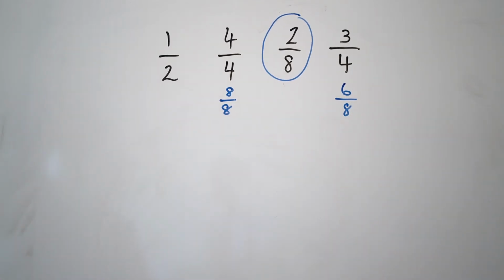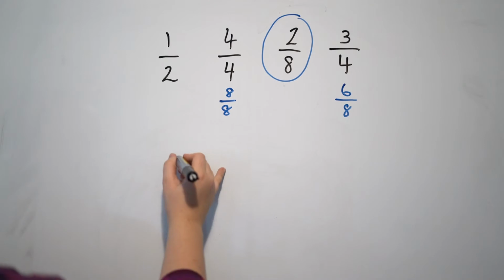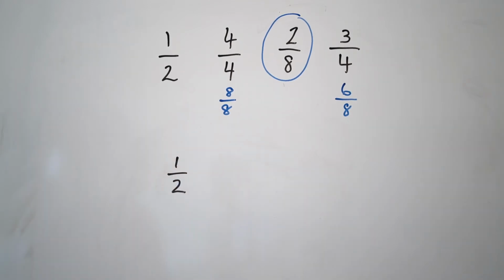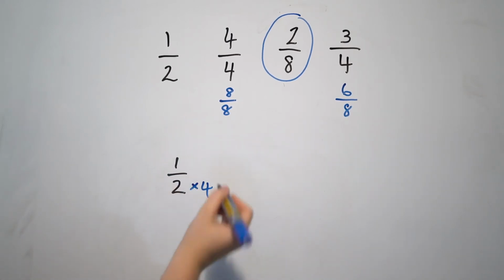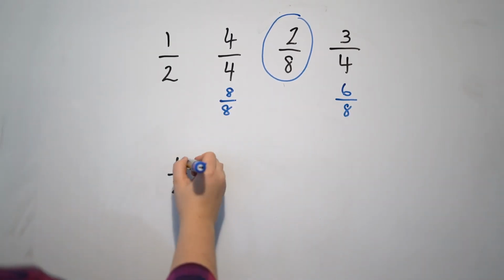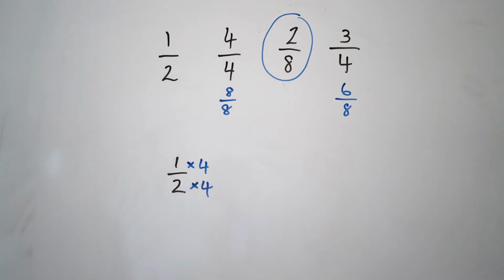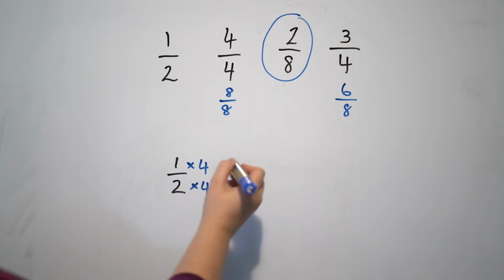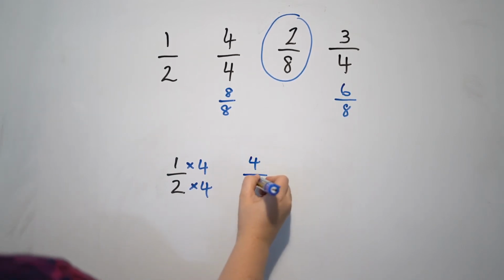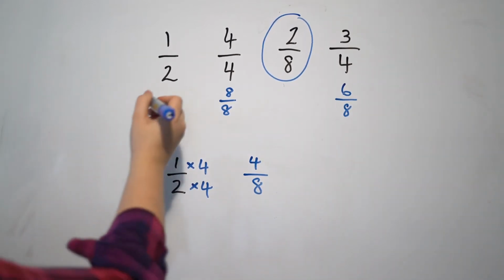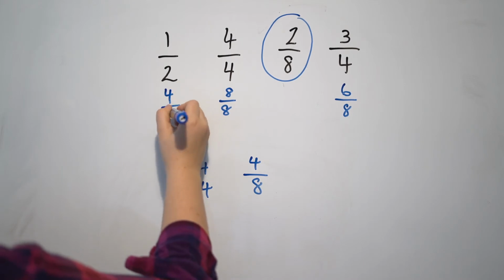This leaves us with one number left, half. How can I make 2 into 8? Or what times 2 equals 8? Well, 2 times 4 is 8. What I do to the bottom number, I need to do to the top number. Let's now do the working. 1 times 4 is 4, and 2 times 4 is 8. The fraction that I'm left with is 4/8.